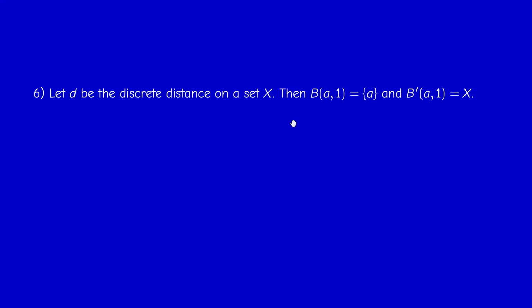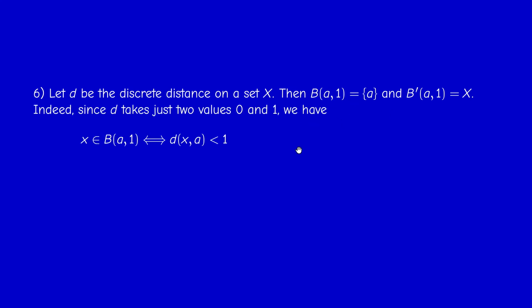Yes, because our definition of a ball is very general. Okay, so this seems counterintuitive. But why is this so? How to prove that this is equal to {A}? Of course, double inclusion, or just equivalence. So a point x belongs to the ball of center A and radius 1 if and only if the distance between x and the center is less than 1. But the distance is either 1 or 0. Since it's not equal to 1, then necessarily it's 0.